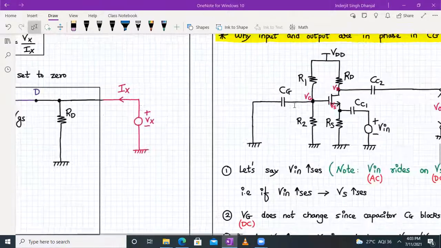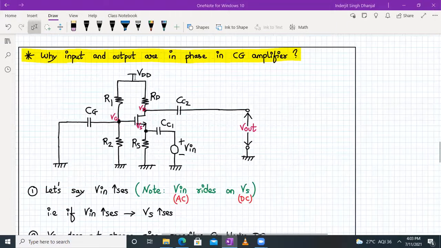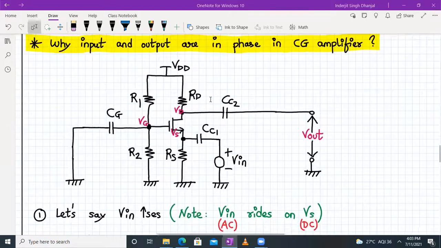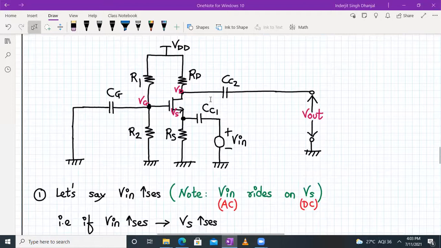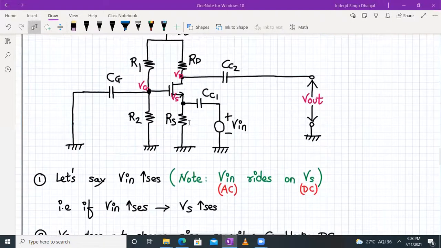Now, let us answer one quick question: why are input and output in phase in a common gate amplifier? Let us try to understand that. Before that, some notations. The voltage at the gate terminal is Vg, the voltage at the drain terminal we are calling Vd, and the voltage at the source terminal we are calling Vs. Now let's say that your Vin increases. Note that Vin rides on the Vs. By the time it reaches over here, it gets mixed with the DC value of Vs. That means if Vin increases, your source voltage also will increase.